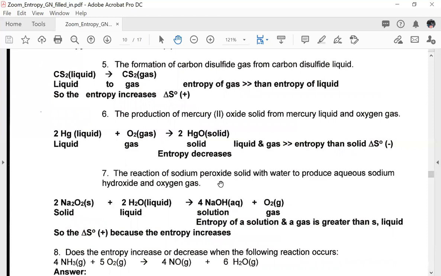Reaction of sodium peroxide solid with water to produce sodium hydroxide aqueous and oxygen gas. We've got solid, liquid, solution, gas. The entropy of a solution and a gas is greater than a solid or a liquid. The delta S is positive because the entropy increases.